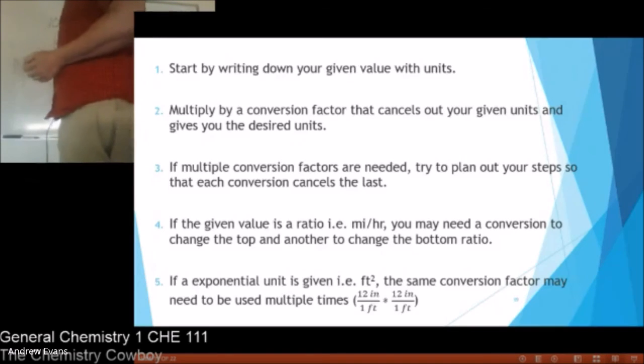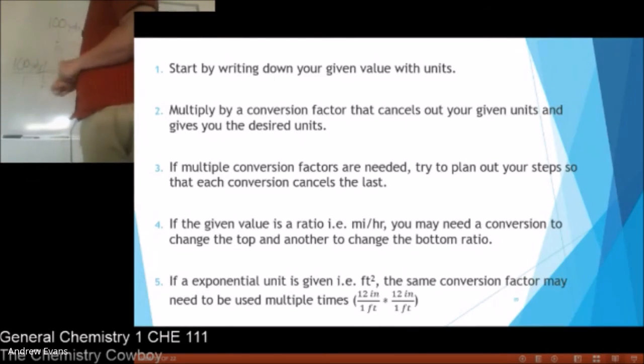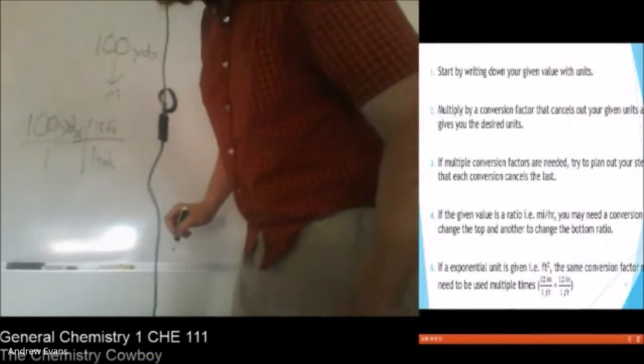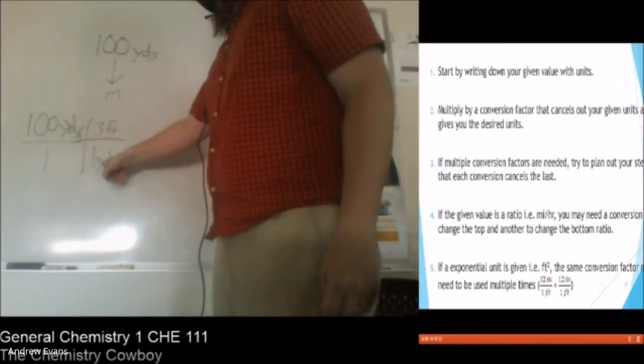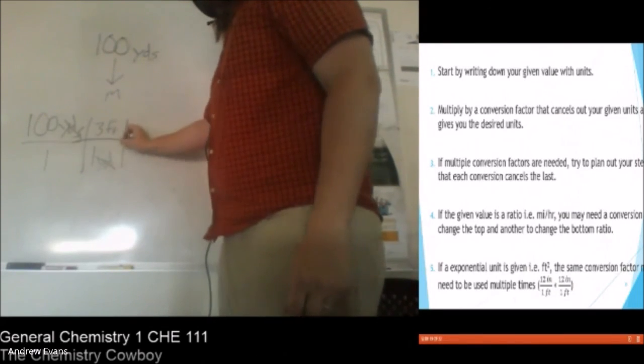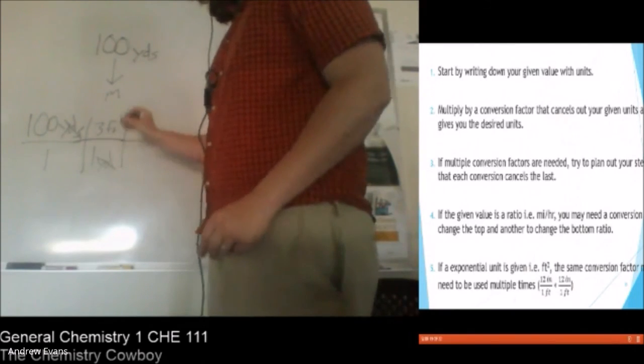So I'm going to go yards to feet. I'm going to multiply by a conversion factor that cancels out my previous unit and gives us a new unit. There is 1 yard and 3 feet. You'll notice yard on top, yard on bottom. You see that? 1 yard on top, 1 yard on bottom would cancel out. Next, I'm going to go feet to inches, because I know that one.